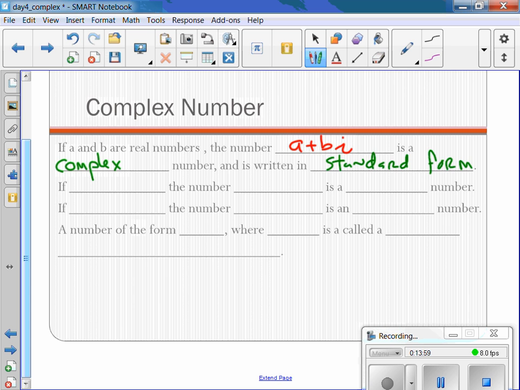If b equals 0, what's going on with our number a plus bi now? Absolutely. The bi part is gone, and I just have a, just a real number. If b is not equal to 0, call a plus bi an imaginary number.